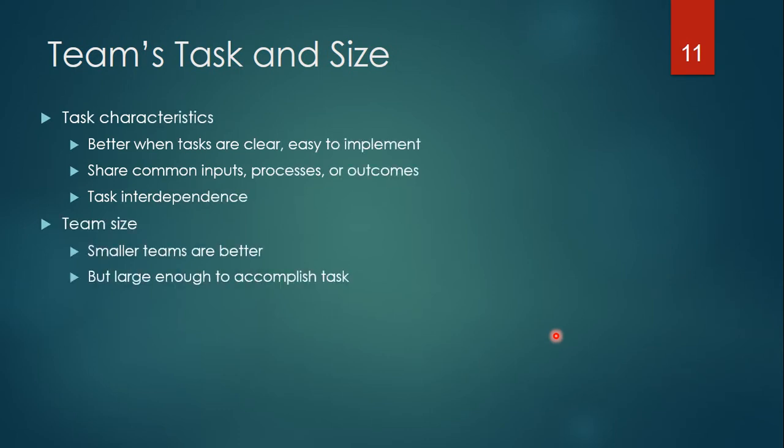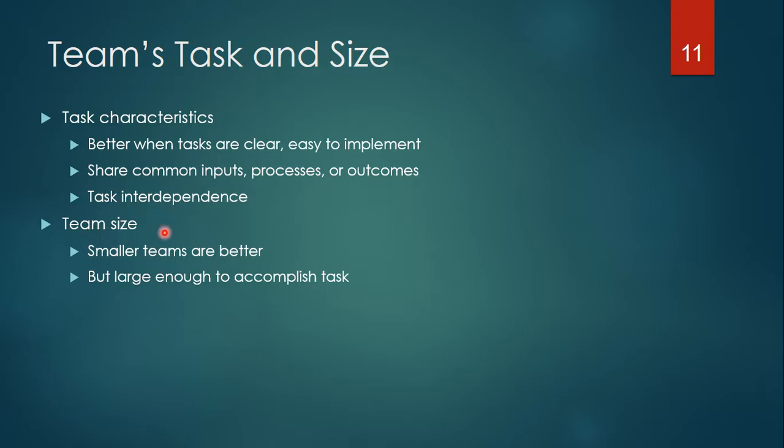Now, when we examine the task, this is where we look at the simplicity or the complication or the complexity of the task. Of course, in an ideal situation, task characteristics are better when they are clear and easy to implement. Easy, clear, and simple. Tasks are examined when they're supposed to share common inputs and outcomes. And then we could also be examining task interdependence. With task interdependence, we will be examining different levels of task interdependence very shortly.